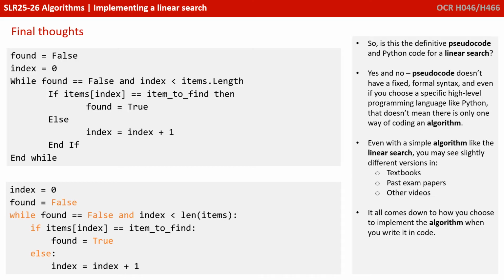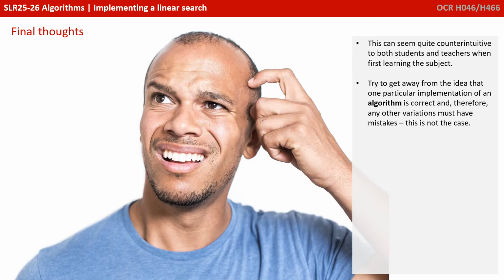Even with a simple algorithm like the linear search, you may see slightly different versions in textbooks, past exam papers, and other videos. It all comes down to how you choose to implement the algorithm when you write it in code. Now, this can seem quite counterintuitive for both students and teachers when first learning this subject. Try to get away from the idea that one particular implementation of an algorithm is correct, and therefore any other variations must have mistakes. This is not the case.